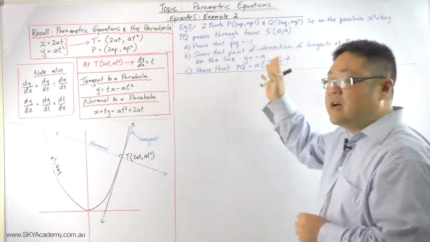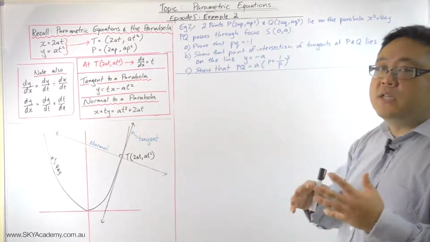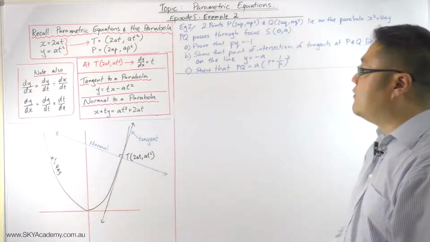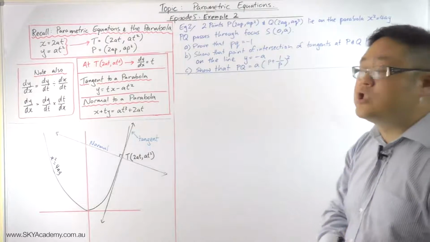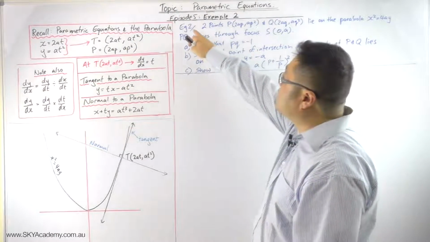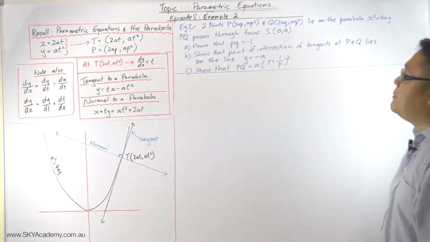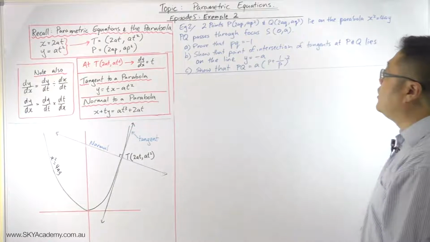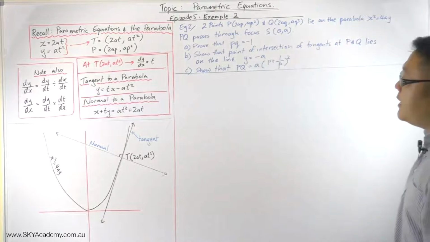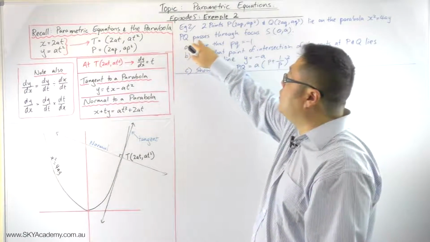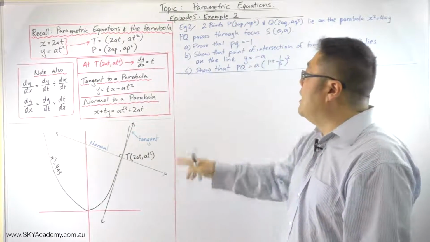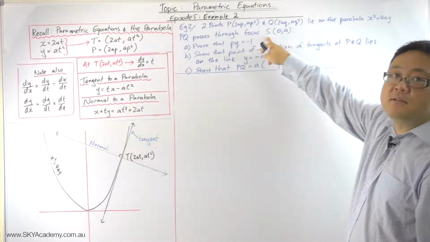And here is yet another example of a question where we are using our knowledge of parametric equations combined with all the foundational knowledge of everything else to be able to do this question. So let's just launch straight into it and read the question. Example 2: two points, P (2ap, ap squared) and Q (2aq, aq squared), lie on the parabola x squared equals 4ay. And we're told that PQ, the chord between the two points, passes through the focus S.